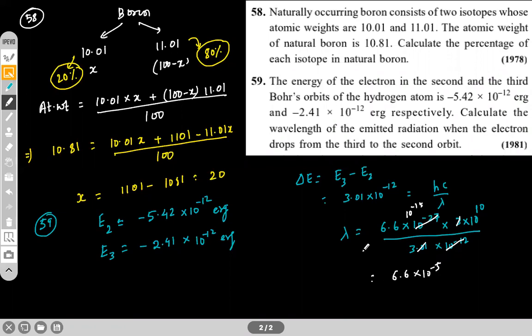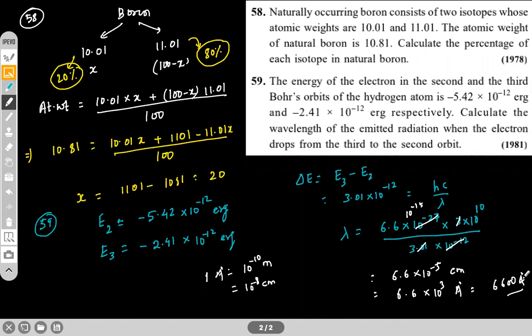That is in centimeter, because it is the CGS system. If you convert this into angstrom, we know 1 angstrom equals 10 to the power minus 10 meter, or 10 to the power minus 8 centimeter. So if you multiply by 10 to the power 8, we get 6.6 into 10 to the power 3 angstrom. So this would be 6600 angstrom approximately.